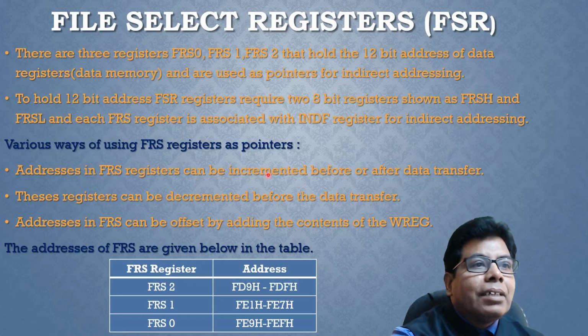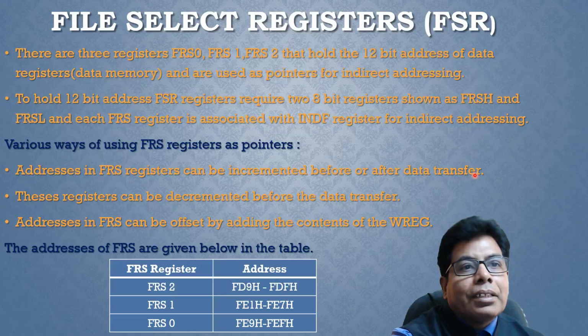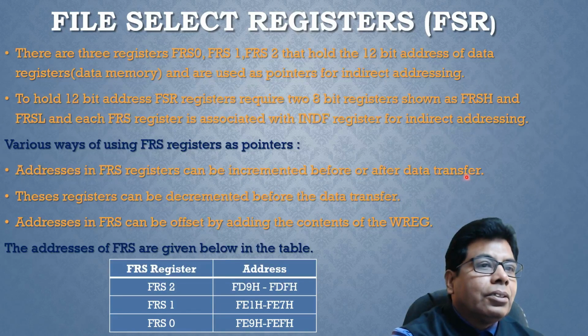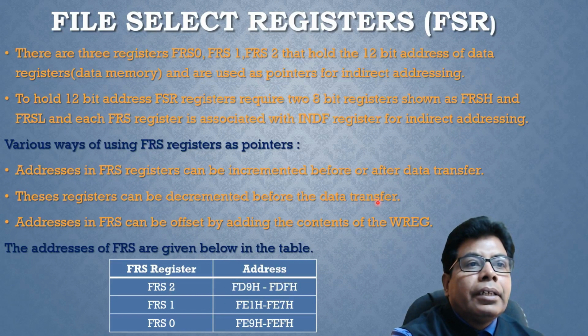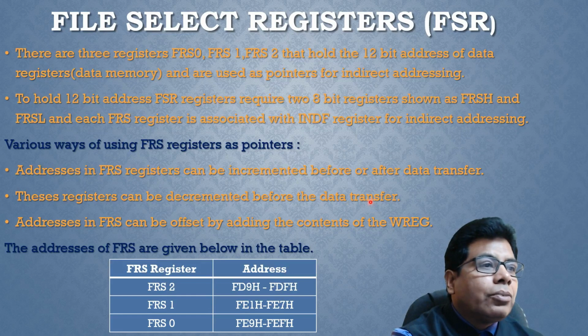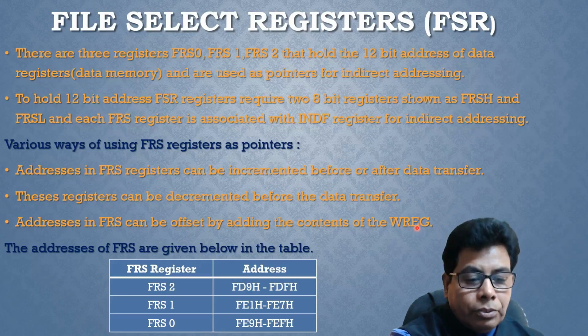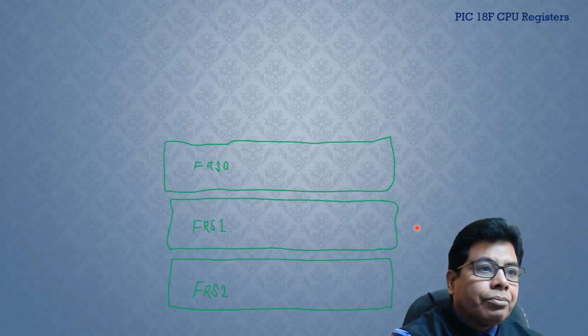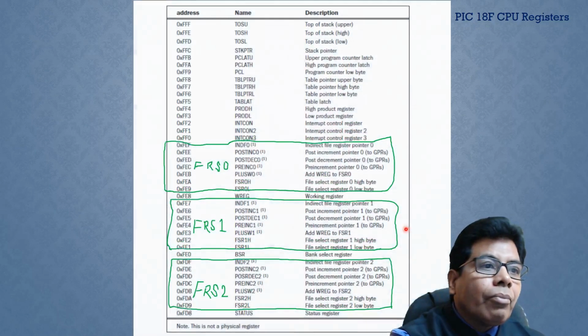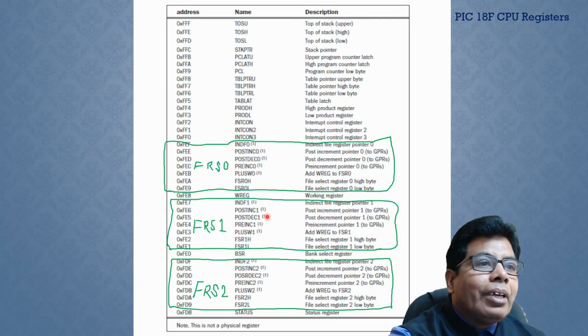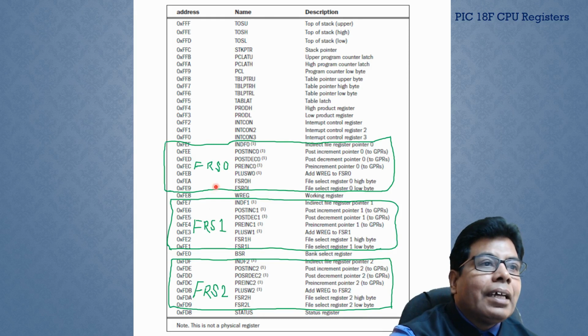So if you look at this, addresses in FSR can be incremented before or after the data transfer. So for that we have 2 pointers. Then these registers can be decremented before the data transfer. We have another pointer for this. And then addresses in FSR can be offset by adding the contents of WREG. So here also we have another pointer. Then similarly we have the FSR1 and FSR0, the concerned registers.